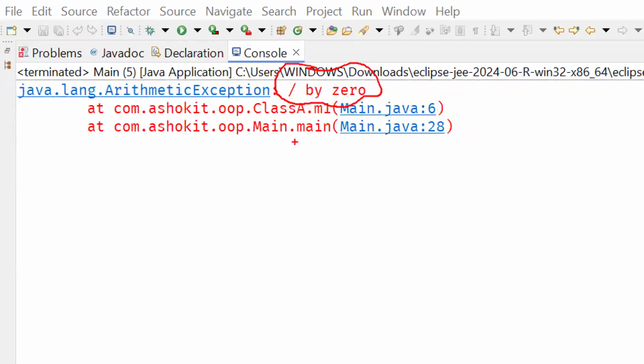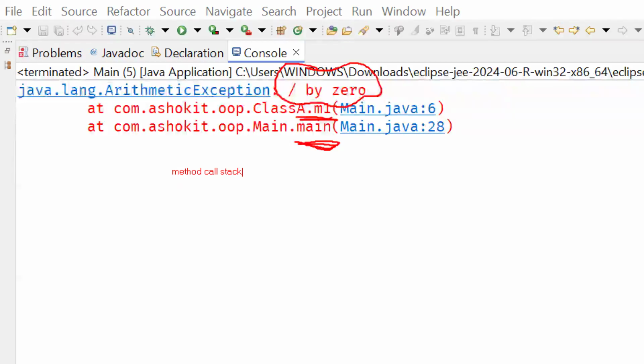Tell me, first, which method is called by the JVM? The main method. The main method is calling which method next? The m1 method of class A. Now this is called the method call stack.